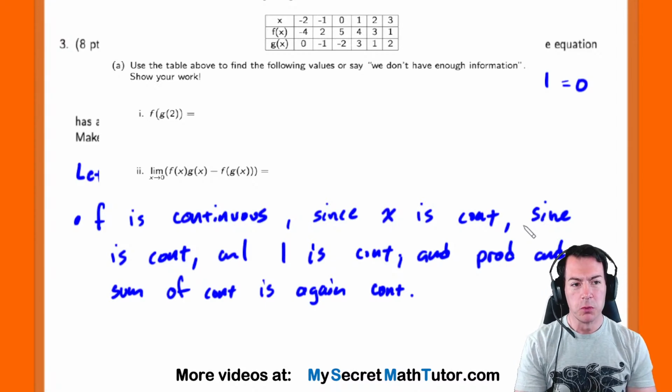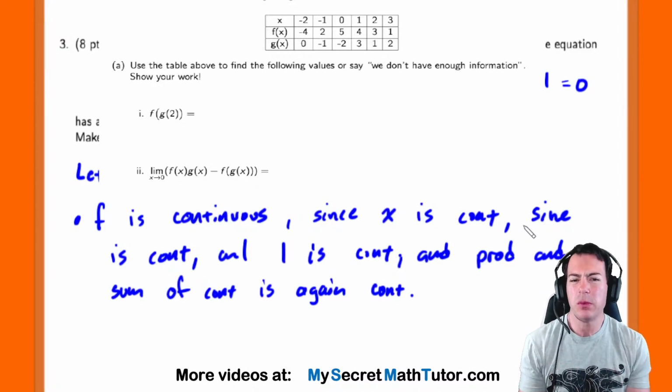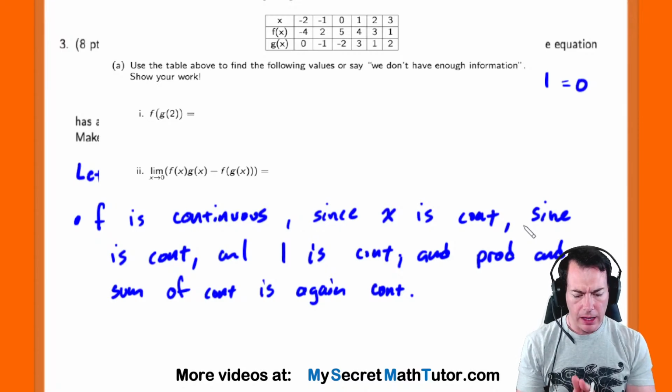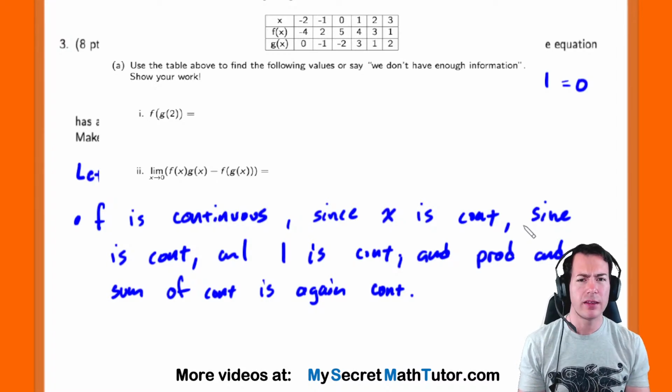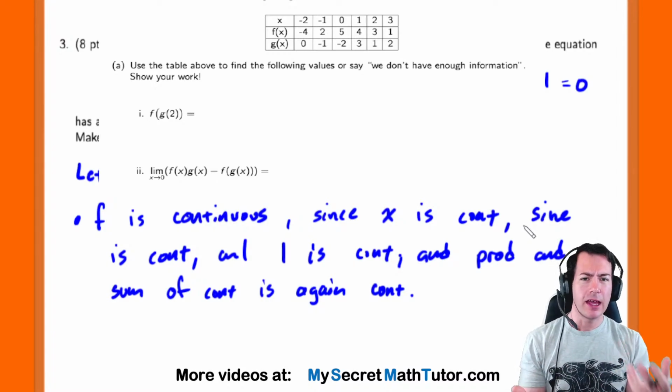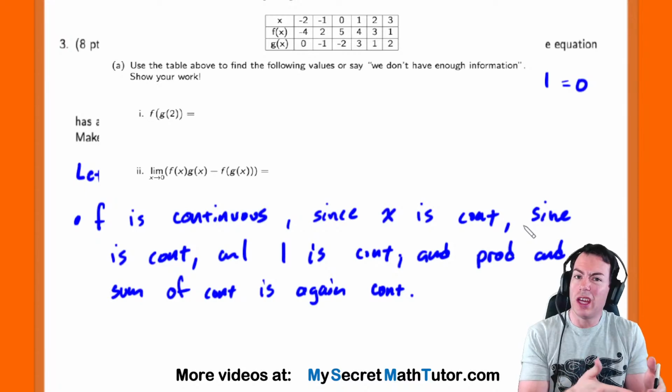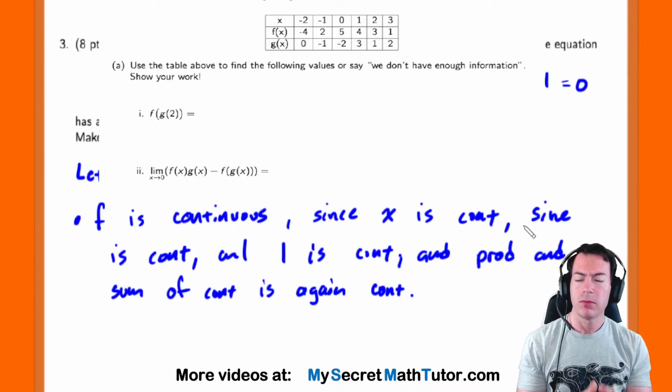Okay, so I have a really brief explanation here, but let's see if I can read it out, or at least read what I'm thinking. So it says f is continuous, and the reason why I know that is because the function x is continuous, sine is continuous, the number 1 is continuous. All of those are continuous functions, and really we're just either multiplying or subtracting or adding them. And when you multiply and add continuous functions, you get another continuous function. All right, so that's the first bullet point.